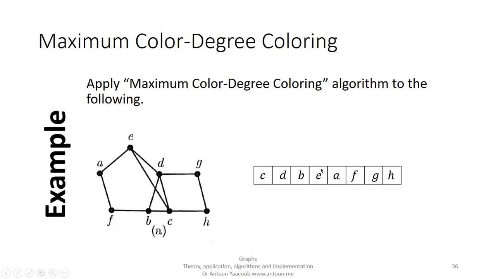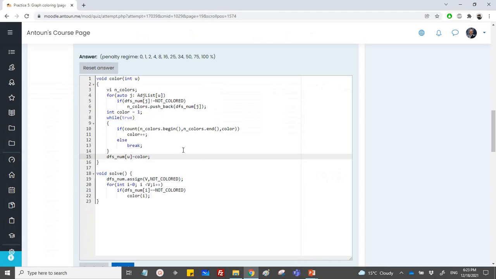So I have calculated the degrees, I have sorted the array, and then I need to start from C. Again, I need to check its neighboring vertices. None of its neighbors received a number, so I'll start from 1, so C will receive 1. Then I have D, which has just one neighbor colored 1, so it will receive 2. And then B will receive 3, then E, and so on. So I will not continue. This is easy. We've already covered that in the lecture. So let's move on and check the solution.